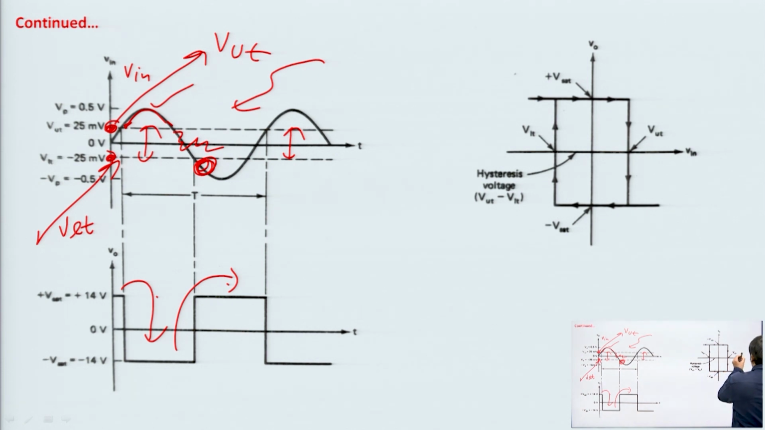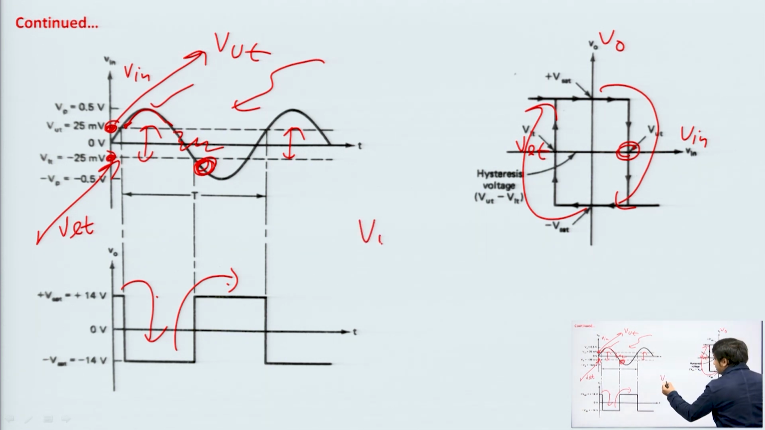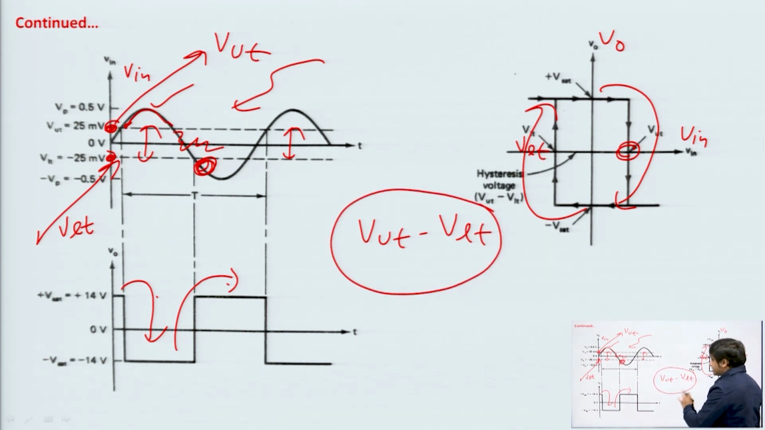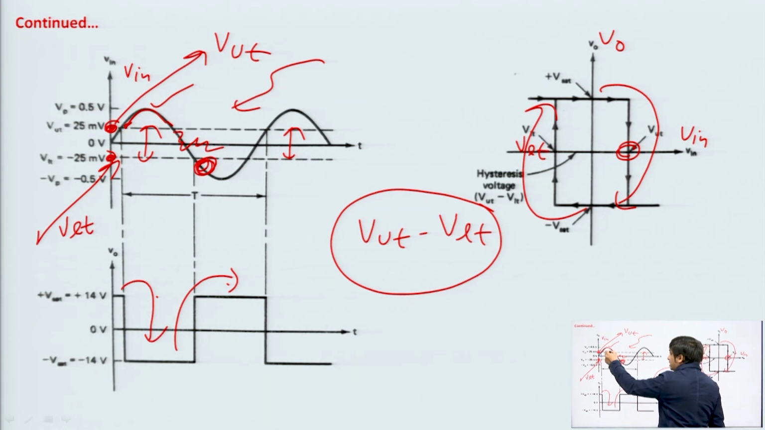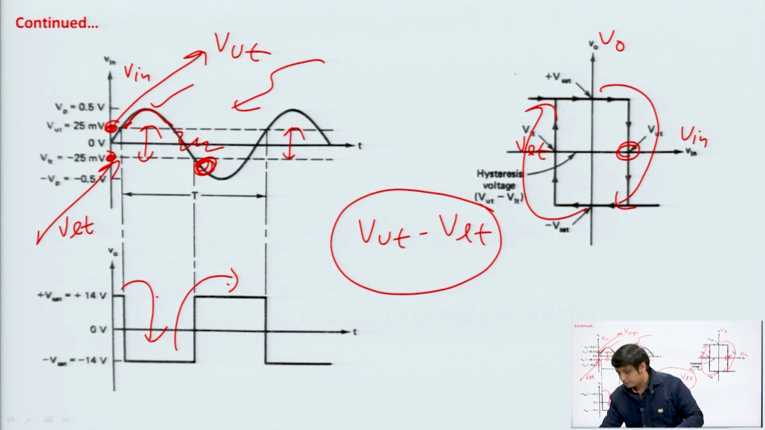Further, we can draw the graph between input voltage and output voltage. When the input signal crosses VUT, the output switches from plus Vsat to minus Vsat. When the input is more negative than VLT, the output switches from minus Vsat to plus Vsat. So, VUT minus VLT is called the hysteresis voltage. This band VUT minus VLT is also called the dead band, because when the input signal is in between VUT and VLT, the output is not switching.